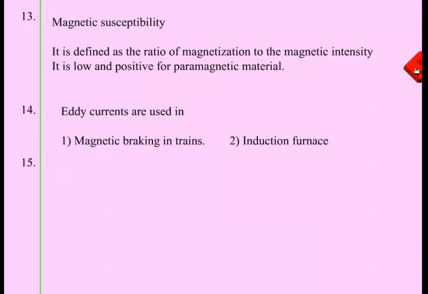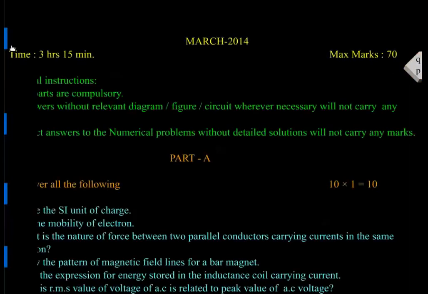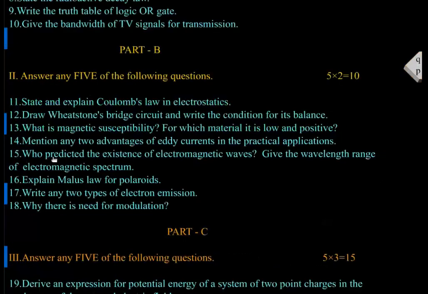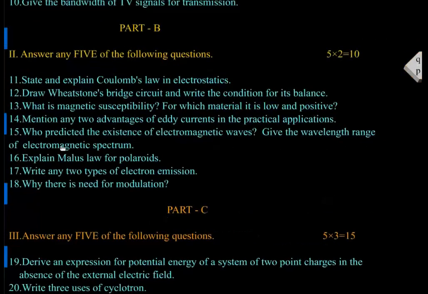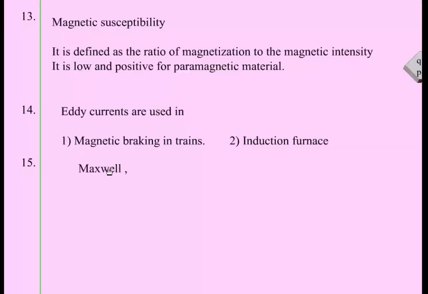So 15th one, let us see the 15th question. Who predicted the existence of electromagnetic waves? Give the wavelength range of the electromagnetic spectrum. Look here, for this one, Maxwell predicted electromagnetic waves, and the range is 10 to the power of minus 14 meter to 10 to the power of 7 meter.